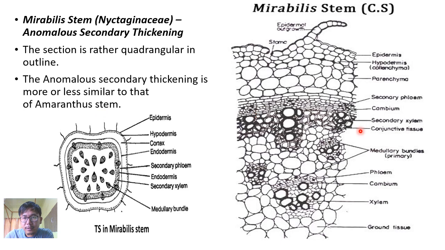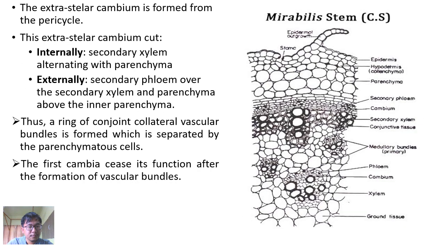So the anomalous activities of Amaranthus and Mirabilis are similar. During the exam also, not 100% similar, but there is more similarity compared to another species. The extrastelar cambium is formed from the pericycle. So from the pericycle, cambium will be produced. If you don't know where the pericycle is located, go back to Amaranthus. I already explained in detail.